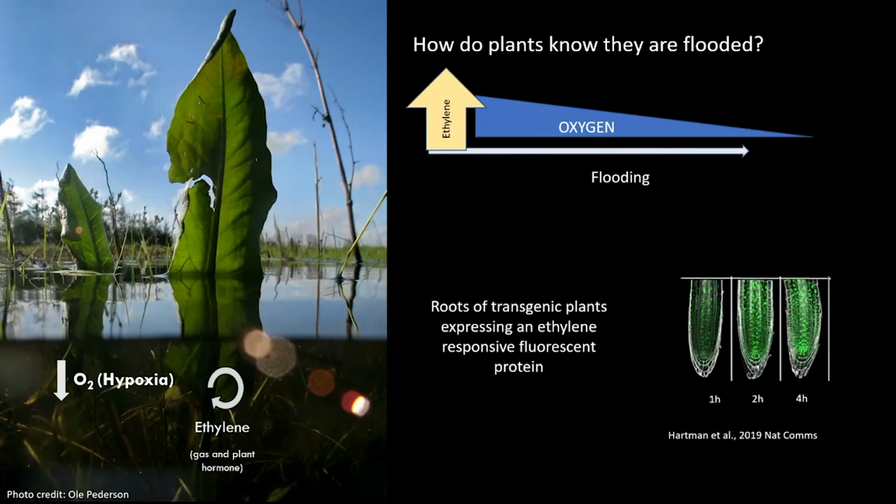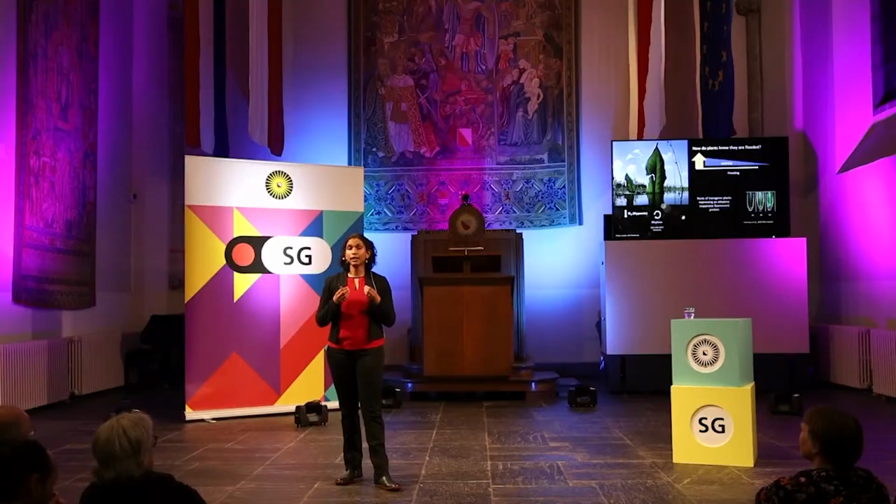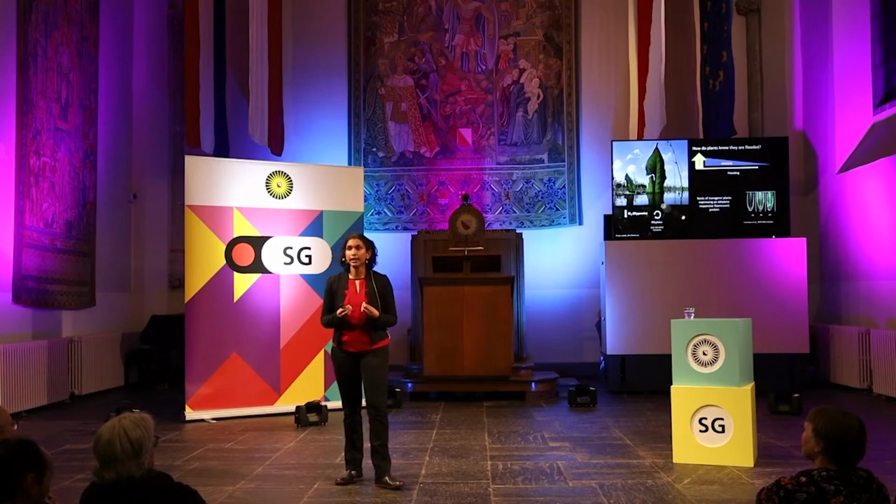As an example of how quickly this signal is generated, what you see on this slide are roots of a transgenic Arabidopsis plant that expresses a fluorescent protein that gets activated in response to this hormone. And what you can see is that already within an hour of flooding, these proteins have started to accumulate in the root.